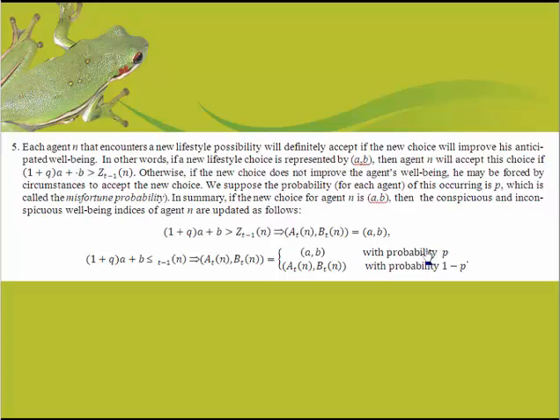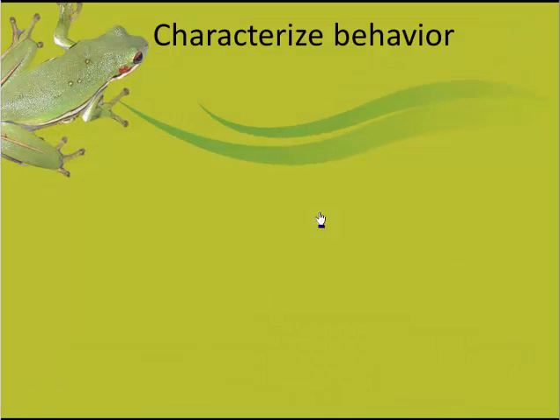It may be that he encounters life circumstances that he has to step down a little bit because of things that go wrong. Okay, so if he can improve his anticipated well-being, he will choose definitely. If not, he may be forced to choose anyway. Okay, so let's characterize the behavior of this model.